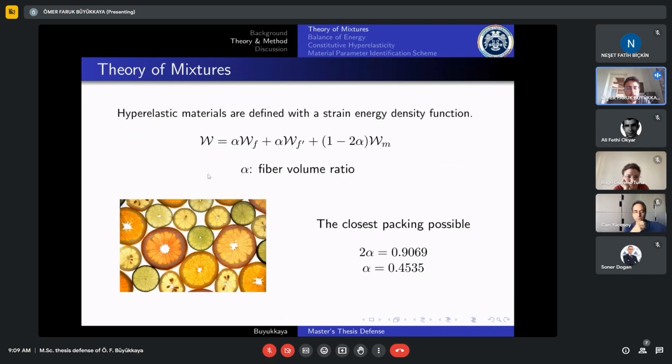If we take a cut in the direction of fibers, one fiber family, we see a bunch of circles packed in a plane. The fibers appear as circles, and the closest packing possible geometrically is actually 0.90, and for the alpha parameter, 0.45 is the limiting number for us.